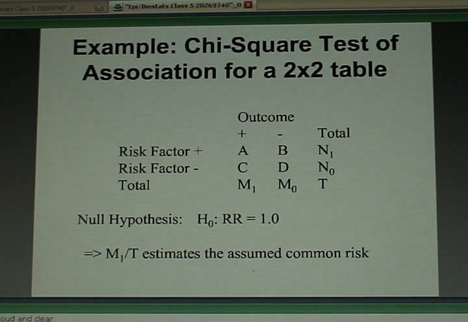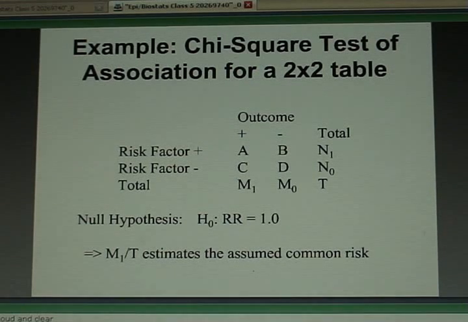You had T people in your study. M1 of them developed the outcome. M0 did not. So M1 divided by T is your best guess of the common null risk that people have. Risk that people would have if the null hypothesis is true. So what you want to do is compare the actual data you see in your 2x2 table to the data you would expect to see if everybody had the same common null risk of M1 over T.